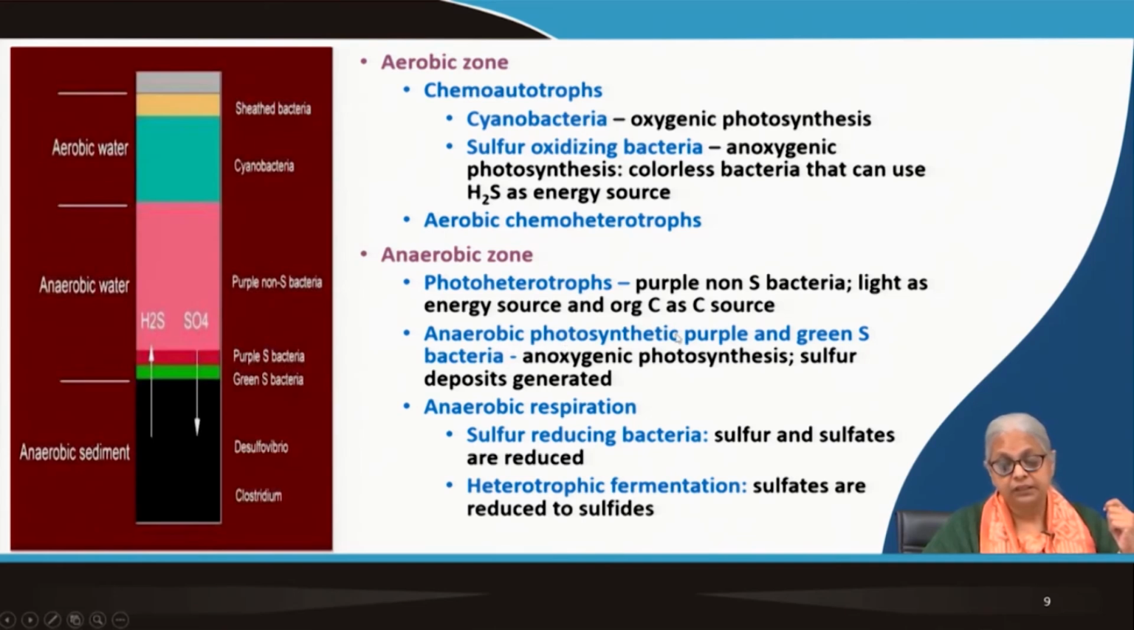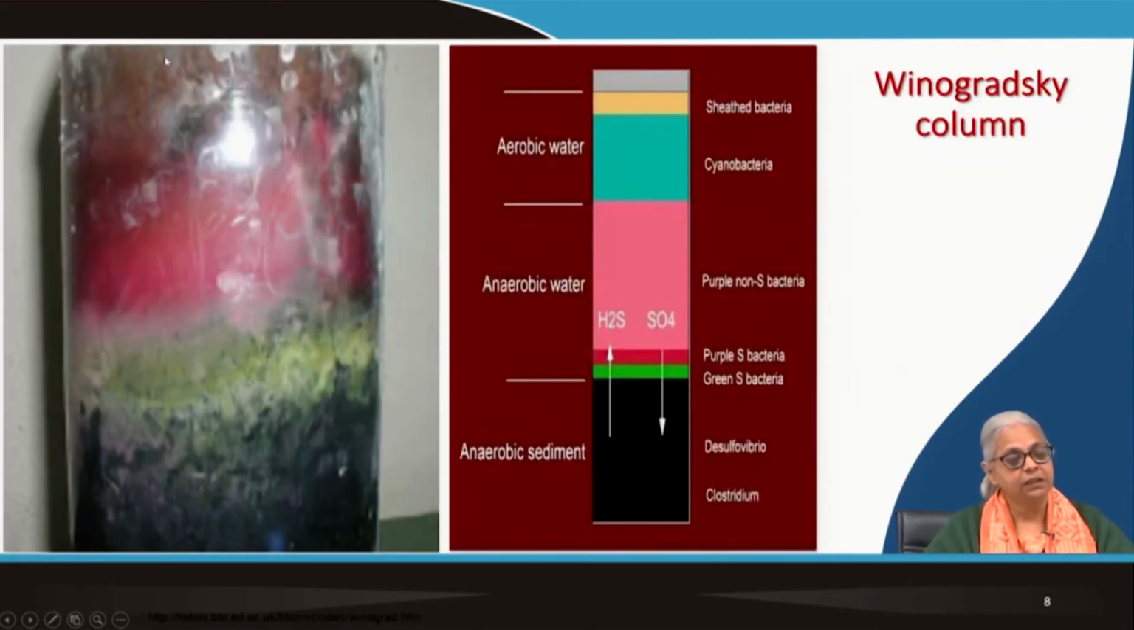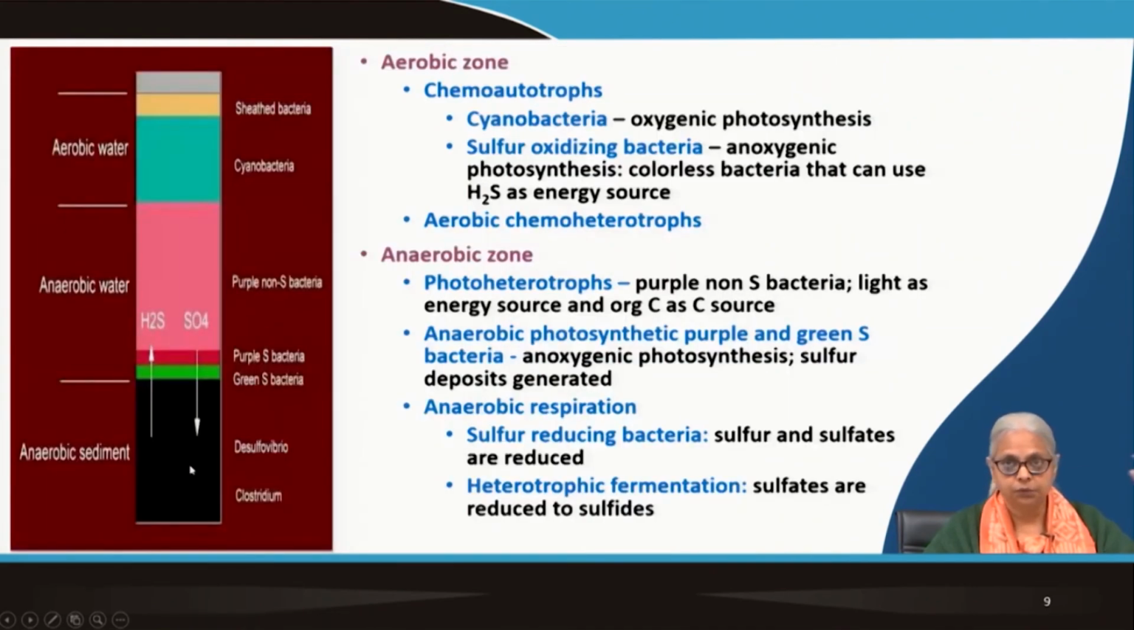Then you also have photosynthetic purple and green sulfur bacteria. So you can see the colors. The normal bacteria at the top are aerobic photoheterotrophs. As you go further down, you get purple non-sulfur bacteria, purple sulfur bacteria, and green sulfur bacteria, and you can see the colors. As you go further down, you get completely black colored sediment because of the anaerobic nature of the material.